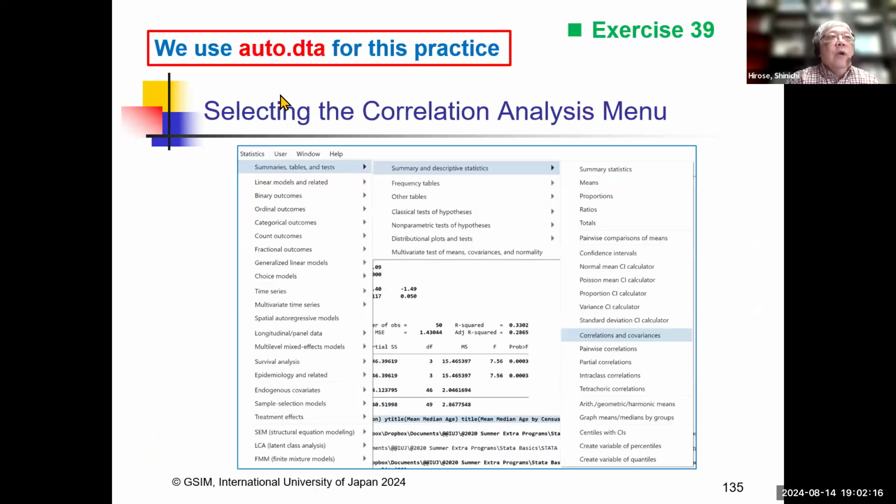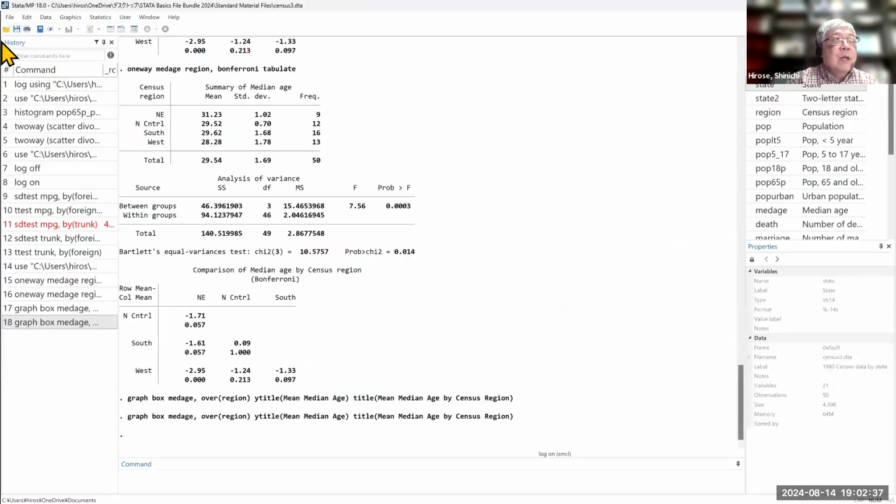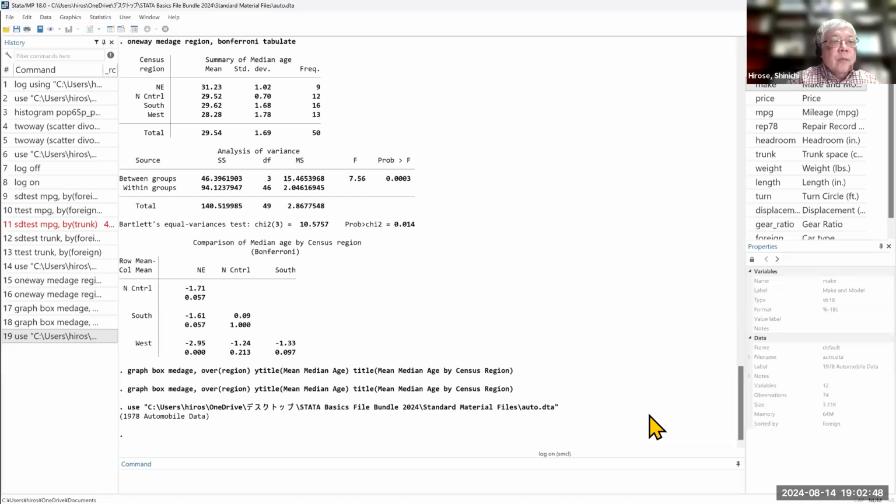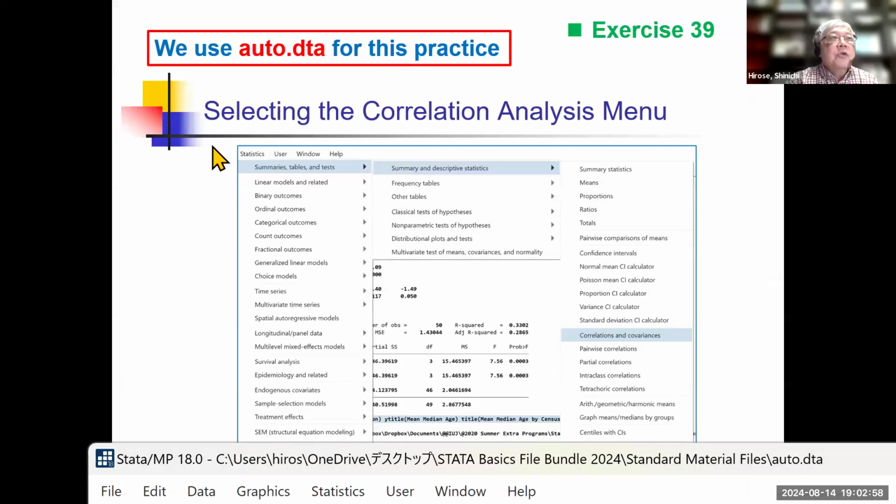And we keep using auto.dta. Probably right now you are using the census data. So please import or please open auto.dta. Please open auto.dta. And after that, you go to statistics, summaries, summary descriptive, and the correlations and covariances.